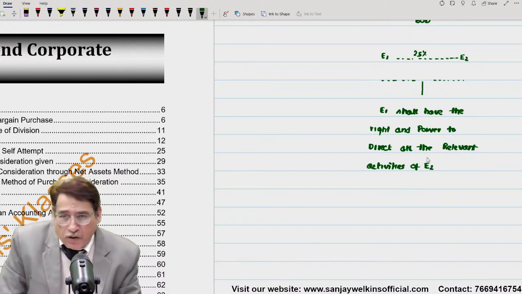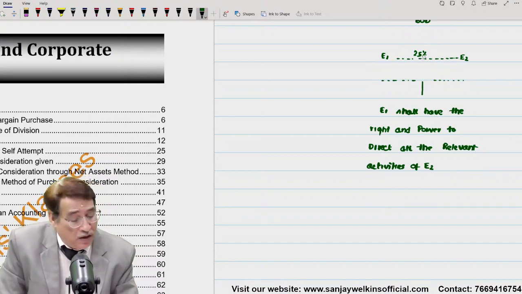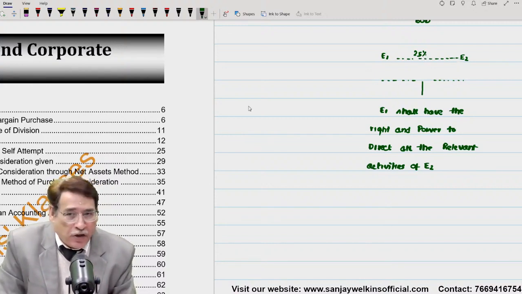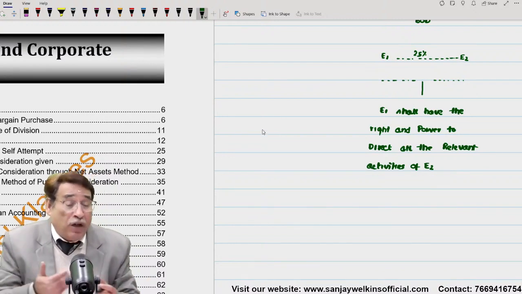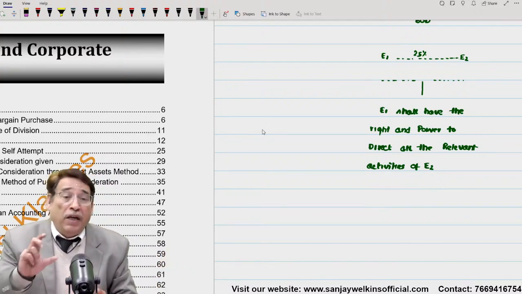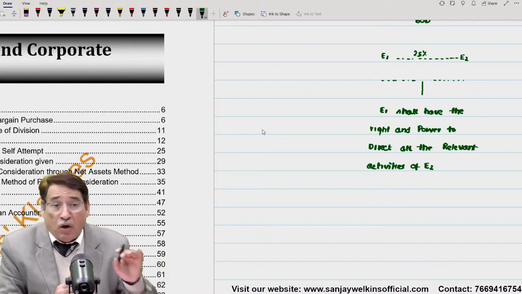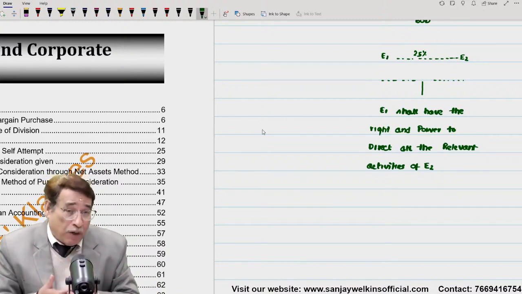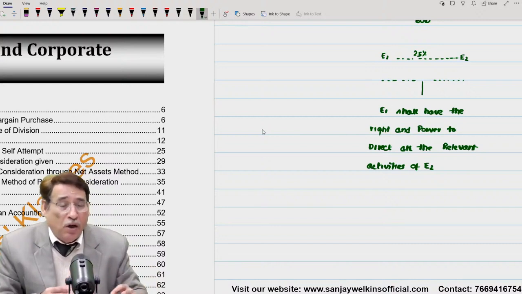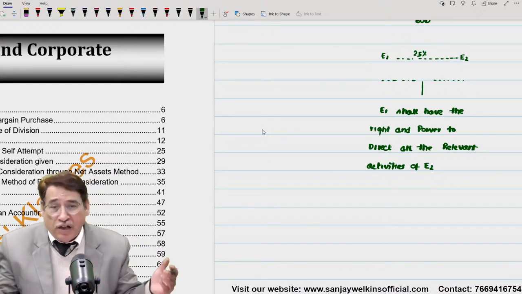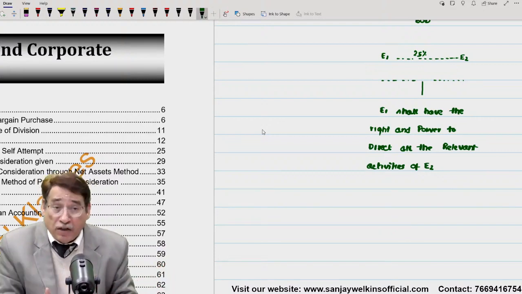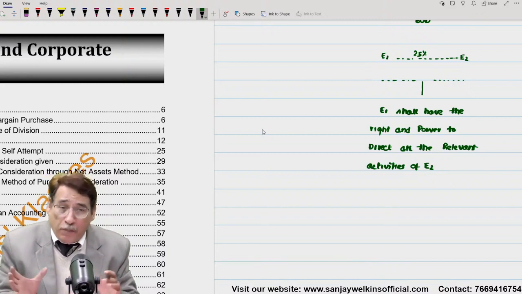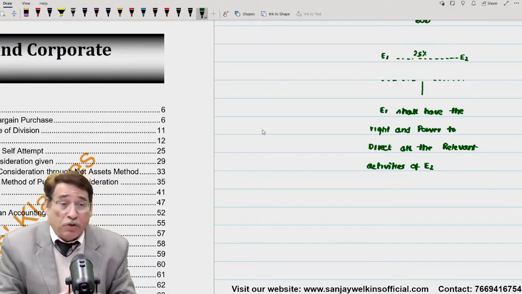So even though in this particular case, as you must have noticed, we are having stakes only to the extent of 25%, on the basis of stakes we cannot say we are exercising control over E2. However, because there is a very specific, very clear agreement which states that E1 will be in the driver's seat, because E1 has been given the right and power to direct all the relevant activities of E2, quite obviously it means we are in the driver's seat and we are having the control. So even in this particular case, it will be presumed and construed that E1 is having the control over E2.